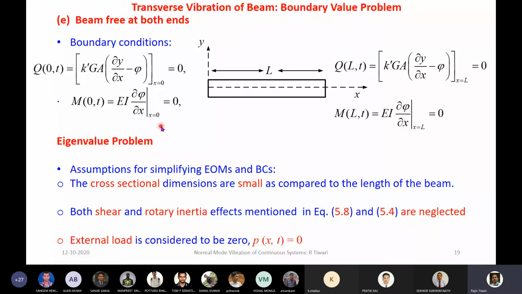And here for the free case, all the boundary conditions are natural boundary conditions. There is no geometrical boundary condition. And we have already seen that in the fixed case, all were geometrical boundary conditions and there were no natural boundary conditions. But in totality, we should have 4 boundary conditions to solve the differential equation.